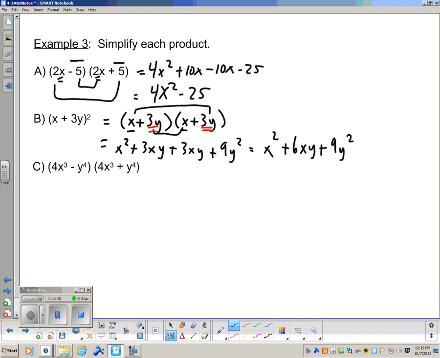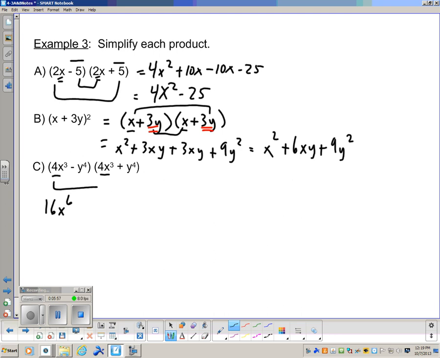Then we have one last problem to look at. We've got 4x to the third times 4x to the third, multiplying our first terms. We get 16x to the, when you're multiplying x to the third times x to the third, you simply add your powers. 3 plus 3 is 6.